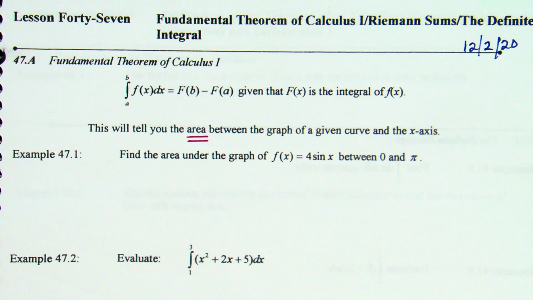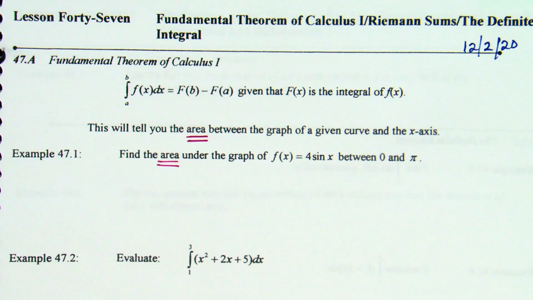So let's look at example A. Example A says find the area. So when you hear find the area, we're going to think integral. Find the area under the graph of f of x equals 4 sine x between 0 and pi. So basically, you could sketch the curve of 4 sine x from 0 to pi, which would be that first mountain, hump, hill, whatever you want to call it. It's that mountain from 0 to pi. We want the area under that.